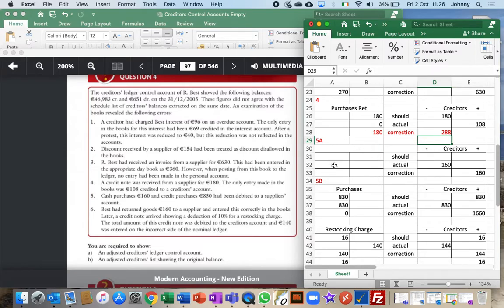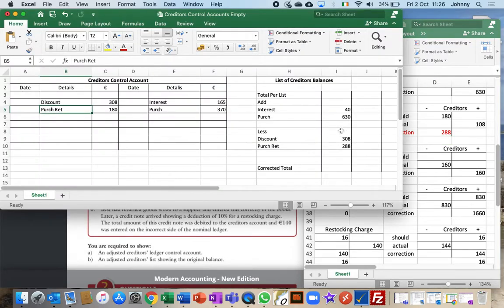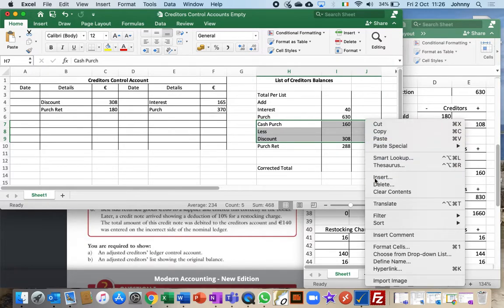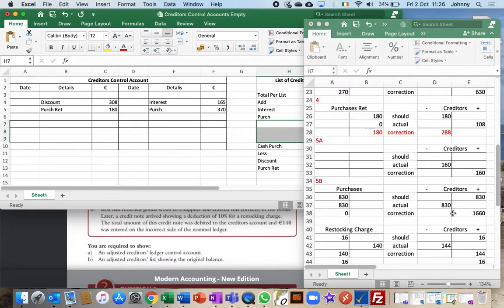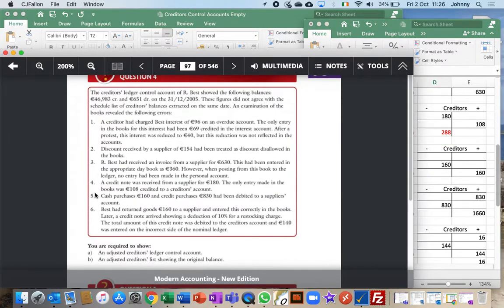I debited the creditors account, so to fix it, I'm going to put it on the opposite side. So that means I do nothing in the control, because nothing needs to be corrected, because control was done right. The creditors, I have 160 on the credit side, which is a plus. So I'll go to my list and I'll add 160. And I'll call it cash purchase. Okay so far? Okay. Just going to squeeze a couple of extra lines in here because I don't think I've got enough room.